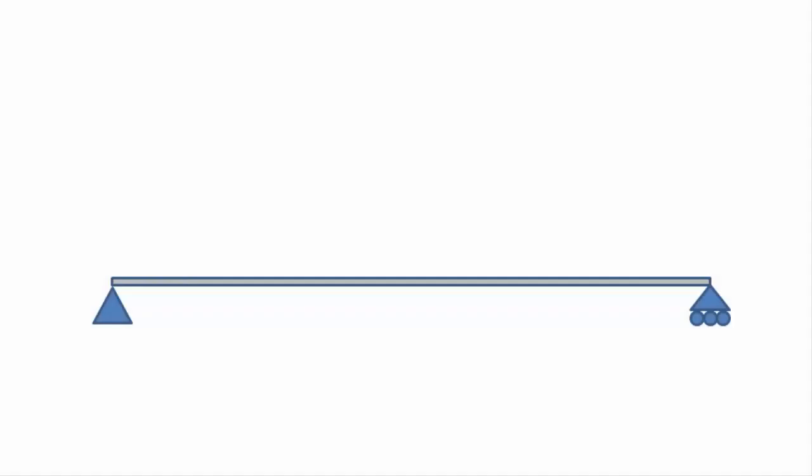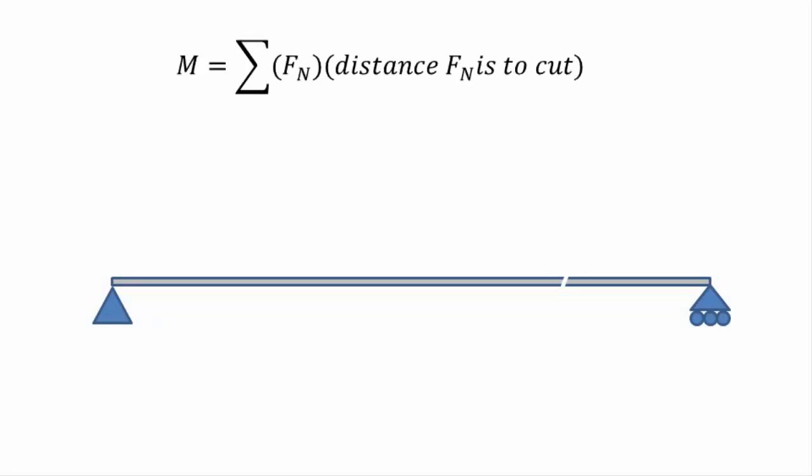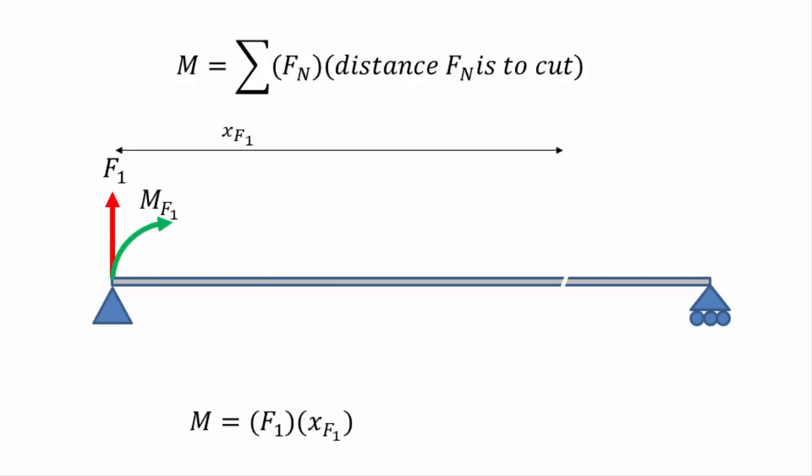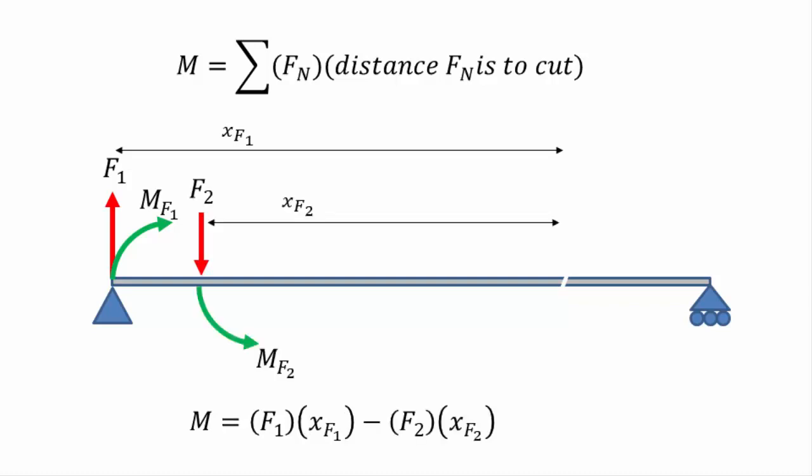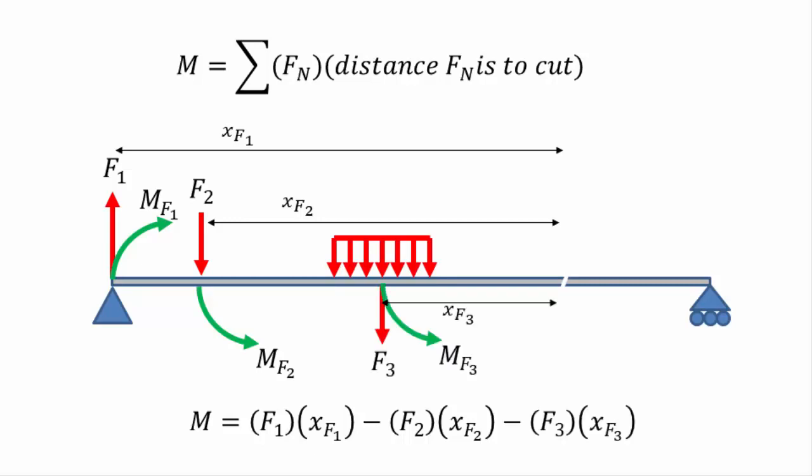In summary, the bending moment at any point along the beam can be found by cutting the beam at that point and summing up all of the bending moments created by all forces from the start of the beam up to that point. The bending moment of a point force is equal to the product of the force magnitude and the distance the force acts from the cut. If the force points upwards, it will produce a clockwise or positive bending moment. If the force points downwards, it will produce an anti-clockwise or negative bending moment. If the force is uniformly distributed, then the resultant force vector is positioned halfway along the load distribution at its center of mass.